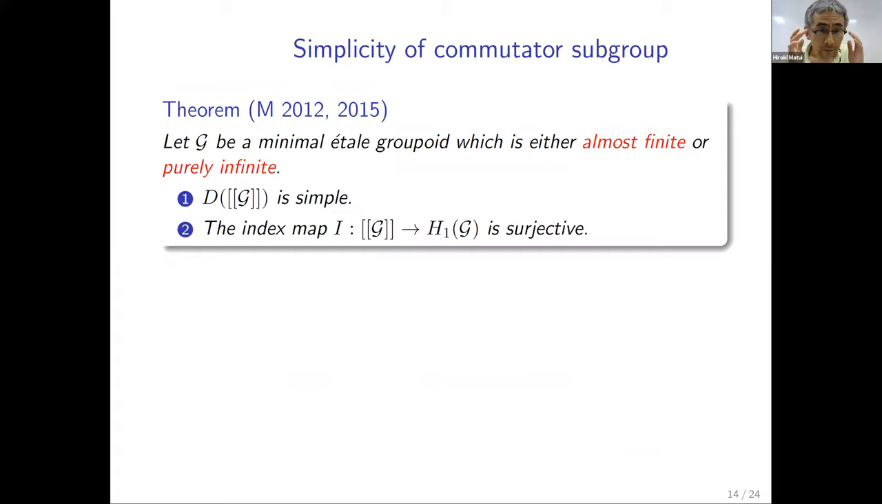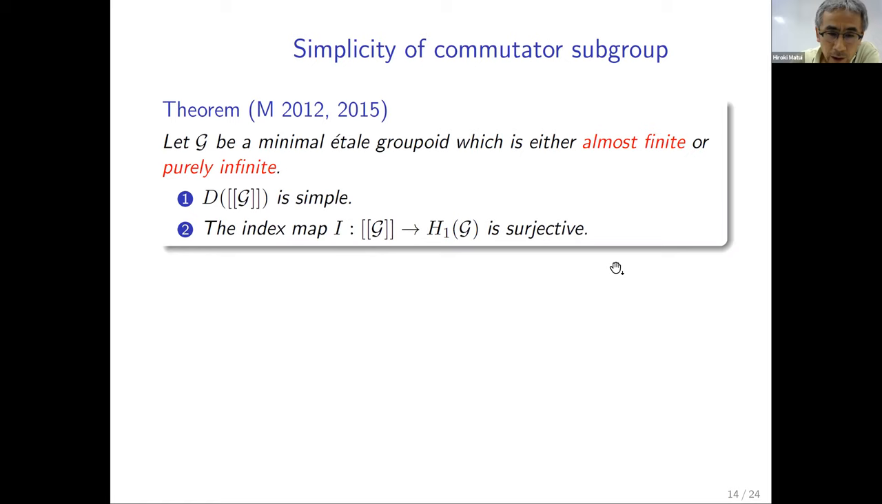So then let's look at the simplicity of the commutator subgroup. This theorem is known. So let G be a minimal etale groupoid, which is either almost finite or purely infinite. Then the commutator is simple. And moreover, the index map I is onto.